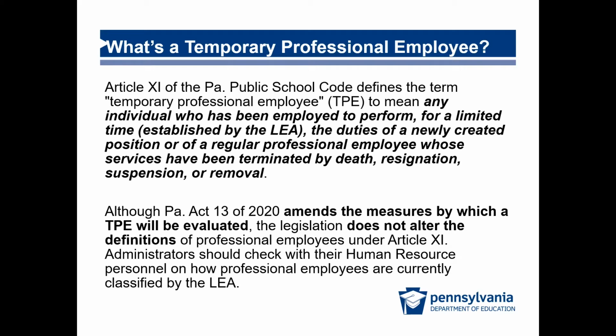Act 13 explicitly says that professional employees are rated once a year and temporary professional employees are rated twice a year. With that written into the law, those people who are being rated semi-annually must be TPEs. The only exception for a professional employee to be rated semi-annually is if they were unsatisfactory in the previous evaluation. If they were rated unsatisfactory at the end of last year, an LEA could choose to rate that professional employee a second time. Otherwise, if you're rating them twice a year, they are temporary professional employees. Remember, the definition hasn't changed, but the measure by which they're evaluated has changed.